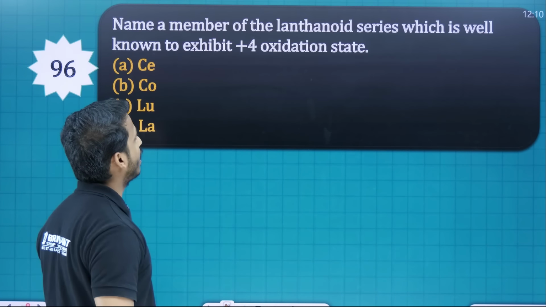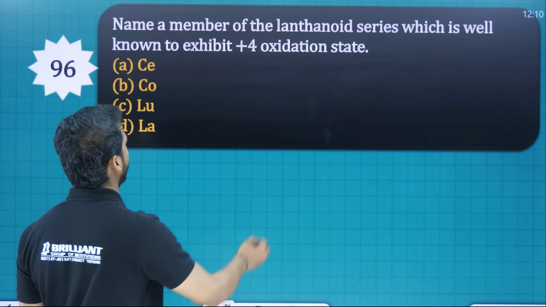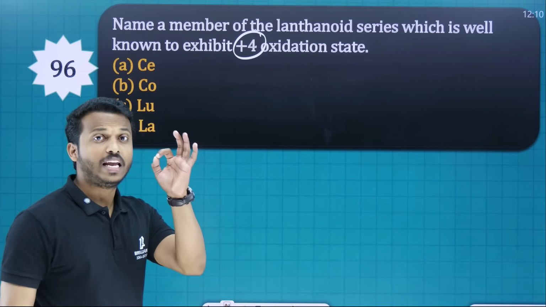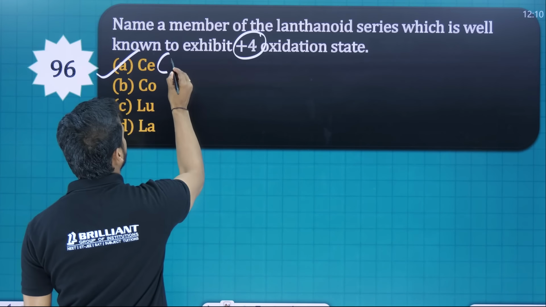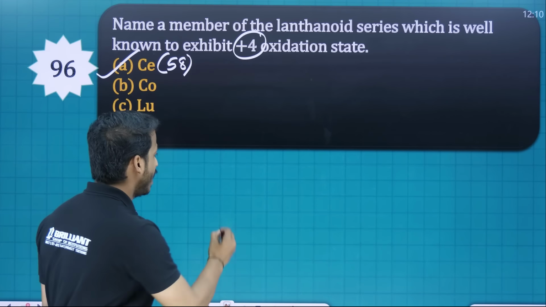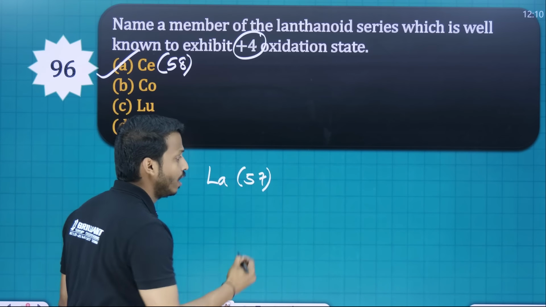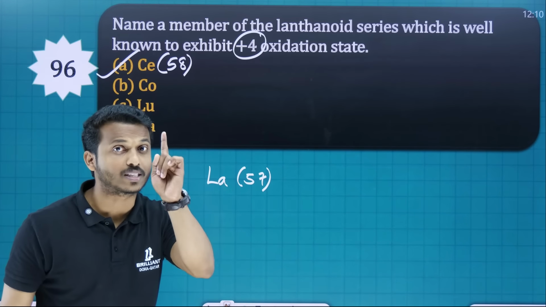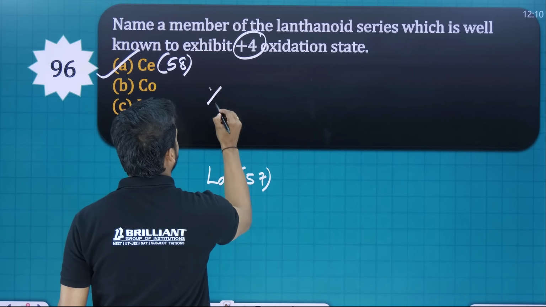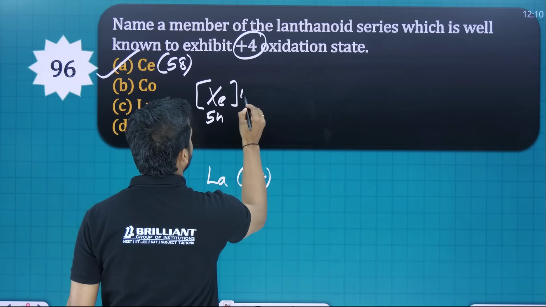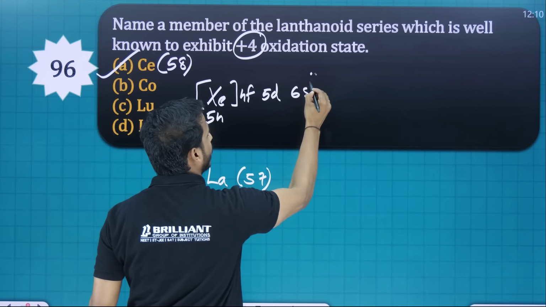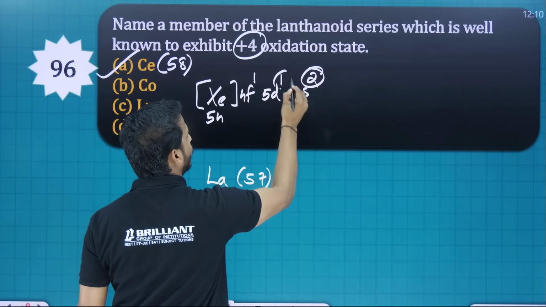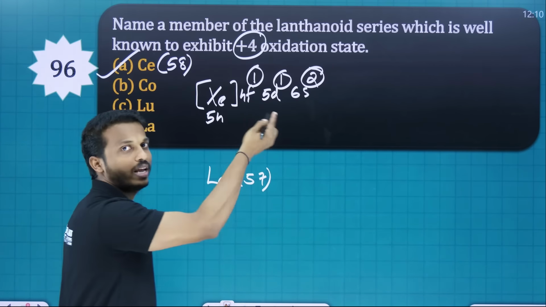96. Name a member of the lanthanoid series which is well known to exhibit +4 oxidation state. Here in lanthanides, +4 state is mainly given by cerium. Simple. Cerium atomic number 58. Why? Because lanthanum atomic number is 57. After lanthanum, lanthanides are starting, right? First lanthanide is cerium. Cerium configuration, let me write. Xenon 54, then we have 4f, 5d, 6s. After 54 to 58, 4 more electrons, we can fill 2, 1, 1. If they remove all these 4 electrons, they get stable configuration. So cerium common oxidation state is what?